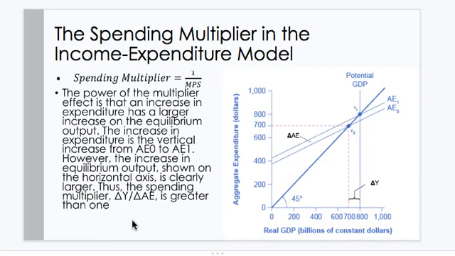The increase in expenditure is the vertical increase from AE0 to AE1. Here we can see it as it shifts up. However, the increase in equilibrium output shown on the horizontal axis, going from 800 to 700, is clearly larger. Thus, the spending multiplier, change in Y over change in AE, is greater than 1.